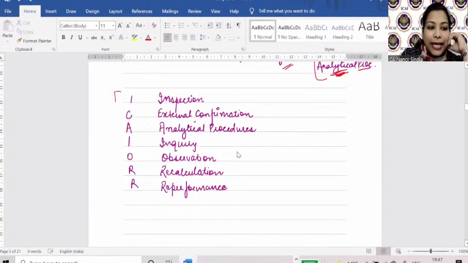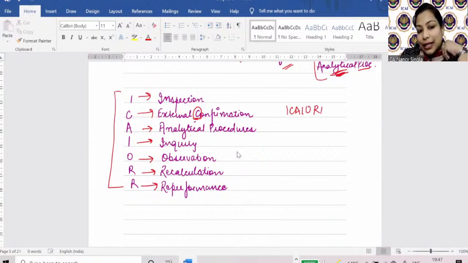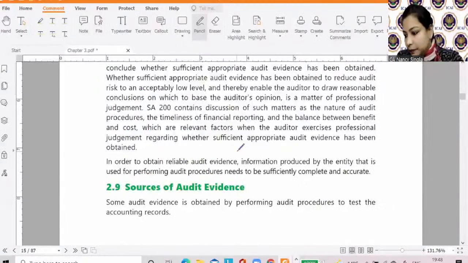Okay? So ICAI ORR. I for inspection. C for external confirmation. A for analytical procedures. I for inquiry. O for observation. R is for recalculation, and the other R is for reperformance. So I learn it as this. This is just a learning technique. Otherwise, understanding will be required everywhere. But yes, as a remembering technique, you can say. So now we'll be discussing in detail as to what all these procedures are.